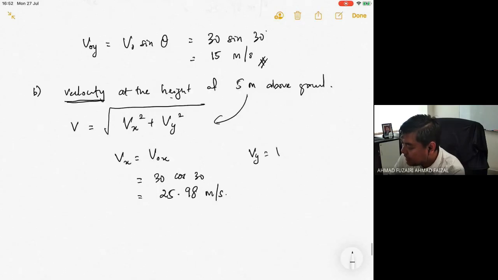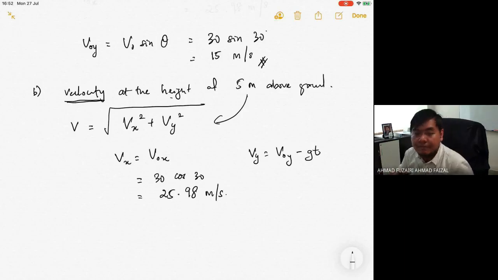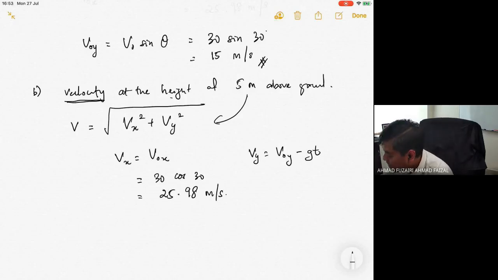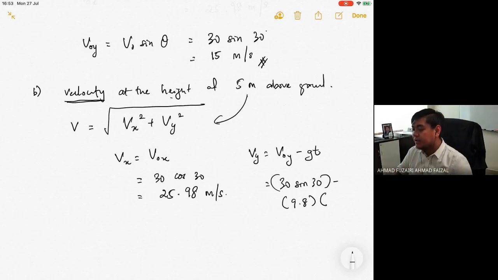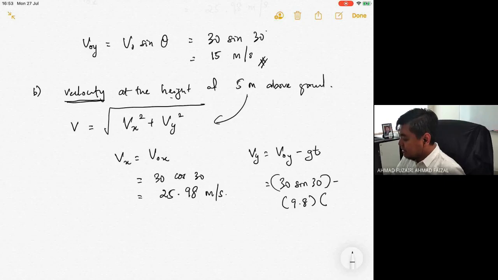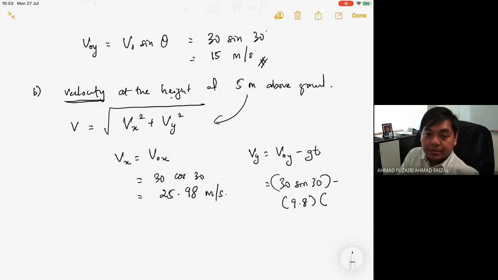And how about Vy? Vy is equivalent to V naught Y minus GT. It doesn't involve V naught Y alone. It involves V naught Y minus GT, because the golf ball is actually in the air. So how to do it? V naught Y is 30 sine 30, minus 9.8 times T. So maybe you can write down Y equivalent to.